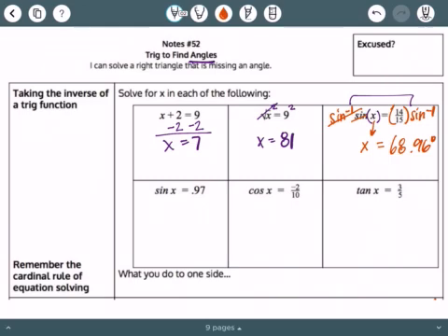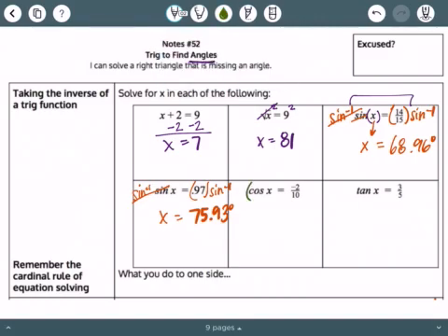So if I want to do the inverse of this here, I do sine to the power of negative 1. It's called the inverse sine. Take the inverse sine. That cancels these. Leaves me with 75.93 degrees. The same is true for cosine and tangent.